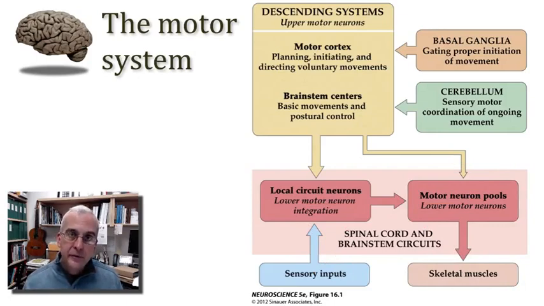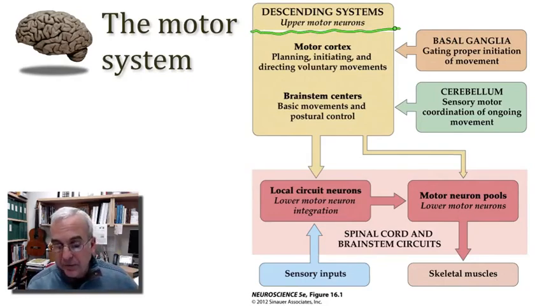Now let's move up the nervous system just a bit and consider how the outflow from these circuits that govern the lower motor neurons is controlled. Well, they're controlled by a set of neurons that we call upper motor neurons. These upper motor neurons exist in the motor cortex and in the brainstem. Now, I want you to notice the upper motor neurons themselves do not innervate skeletal muscle.